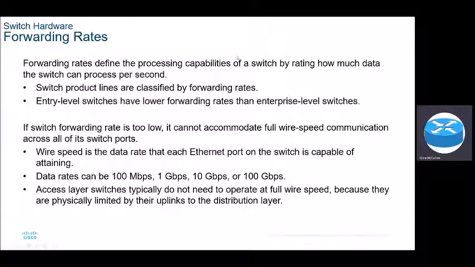Okay, forwarding rates. They define the processing capabilities of a switch by rating how much data the switch can process per second. Switch product lines are classified by forwarding rates. Entry-level switches have lower forwarding rates than enterprise level. If the switch forwarding rate is too low, it cannot accommodate full wire speed communication across all of its switch ports. Wire speed is the data rate that each Ethernet port in the switch is capable of attaining. Data rates can be 100 megabit, 1 gigabit, 10 gig or 100 gig. Access layer switches typically do not need to operate at full wire speed because they are physically limited by their uplinks to the distribution layer.